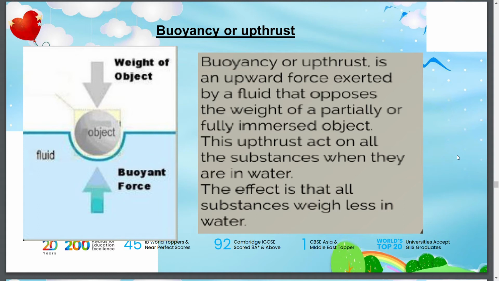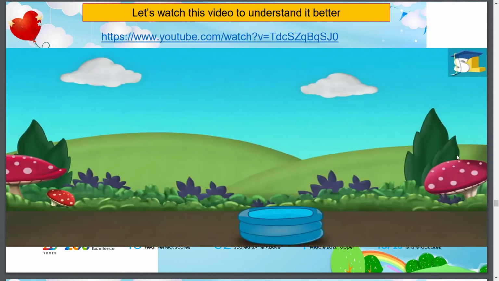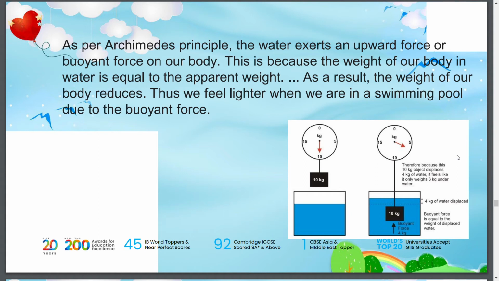This upthrust acts on all substances when they are in the water, so they seem to weigh less in water. Have you ever experienced this? Why do we weigh very little in the water? As per Archimedes' principle, water exerts an upward force, the buoyant force, on our body. The weight of our body in water is equal to its apparent weight, which is reduced, so we feel lighter in the swimming pool due to the buoyancy force.